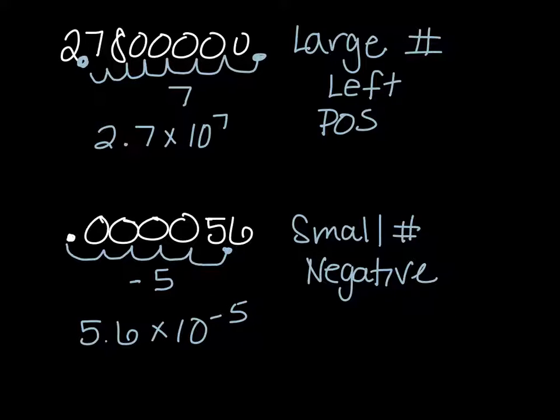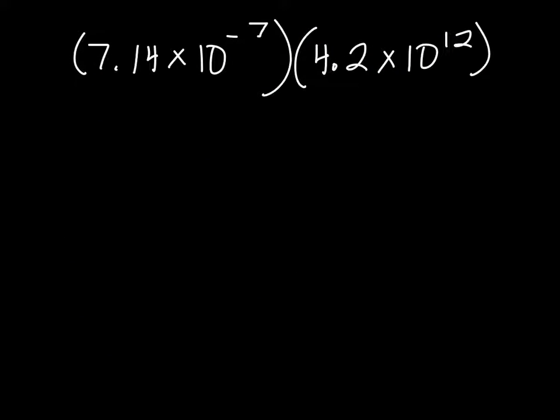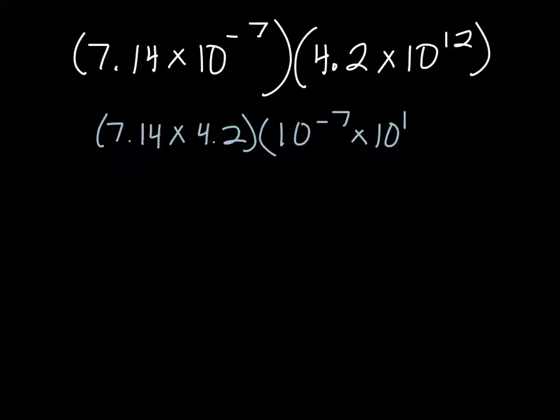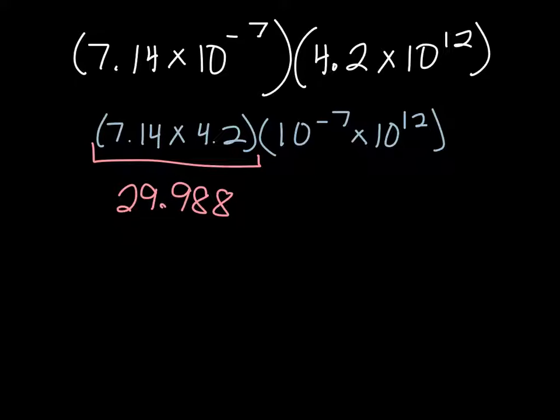Let's put it into use. I'm going to multiply two numbers, and they're both in scientific notation, so I can break them apart. I can take 7.14 times 4.2 and then 10 to the negative 7 times 10 to the 12th. When I multiply this piece right here, I get 29.988. Like bases, I add my exponents.